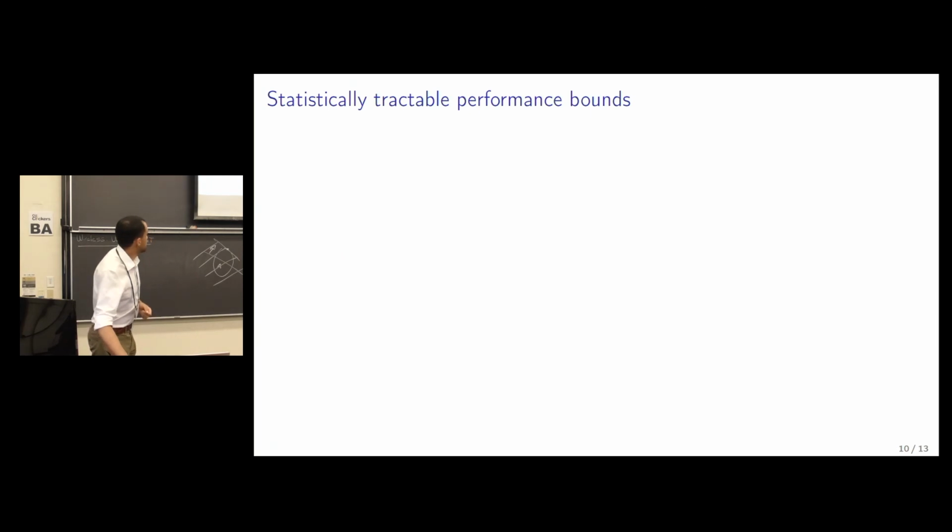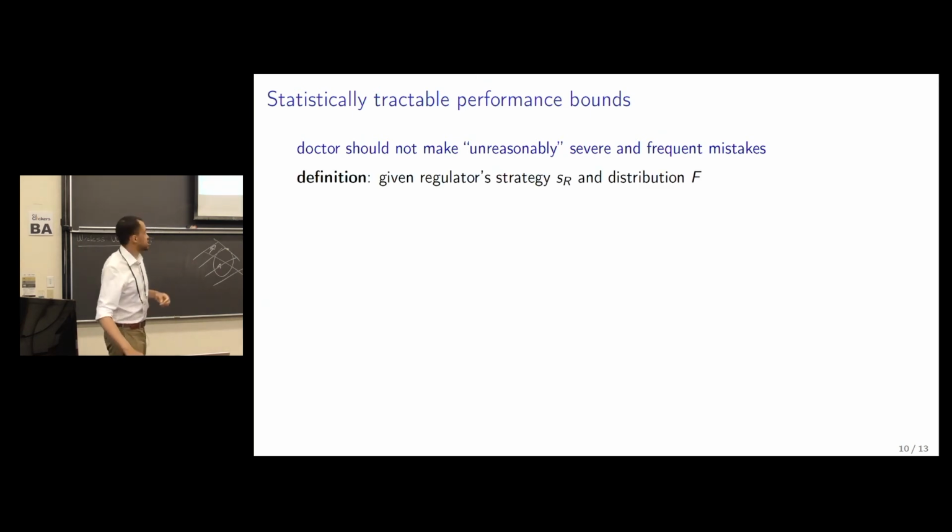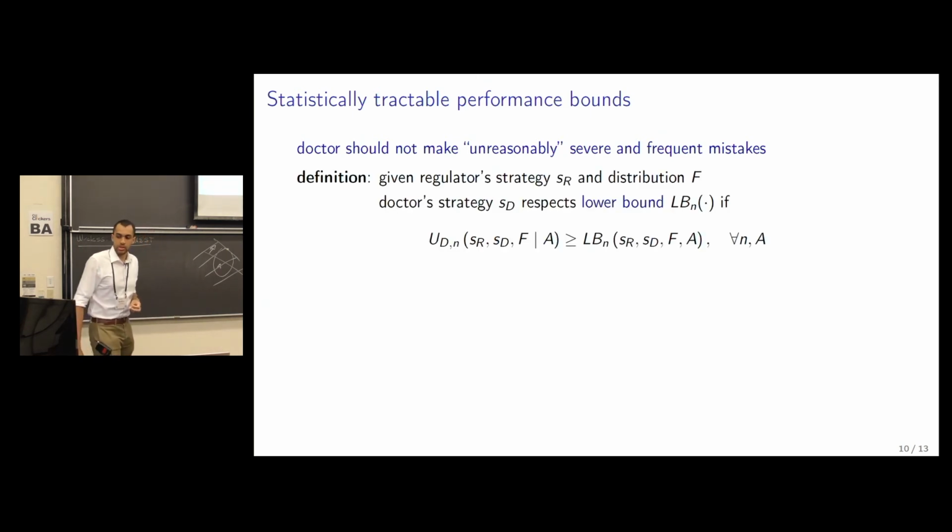OK. So the assumption I'm going to make on the doctor is based on two different ideas. The first idea is that since the doctor has access to this data, we should expect the doctor to use the data in a way that prevents them from making unreasonably severe or frequent mistakes. So that's going to be captured by what I call a lower bound. The doctor's strategy is going to satisfy a lower bound, LB, if ex ante, the doctor's utility, given the regulator's strategy and the distribution, exceeds that lower bound. So we're just saying that you're not doing too badly given the regulator's strategy and given the true distribution.